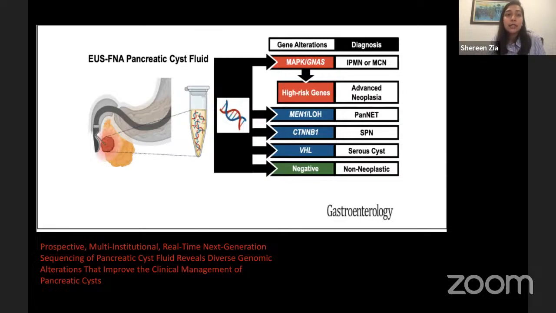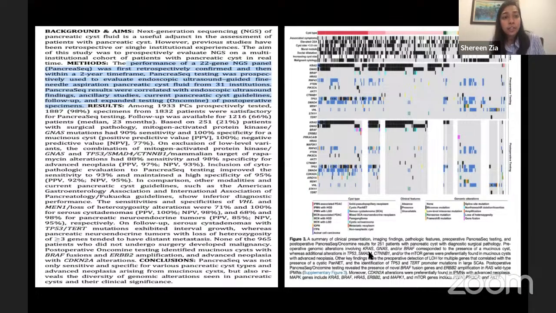But what they did was an NGS panel, PancreaSeq, that was first performed retrospectively on pancreatic cystic lesions. Then within a 2-year time frame, PancreaSeq testing was prospectively used to evaluate the endoscopic ultrasound-guided FNA needle-aspirated pancreatic cystic fluid from all those 31 institutions. And that was correlated with the ancillary studies and the pancreatic cyst guidelines that we were seeing at the start, and followed up, to see how it can be used to correctly diagnose those patients.